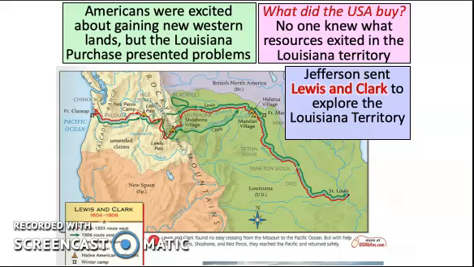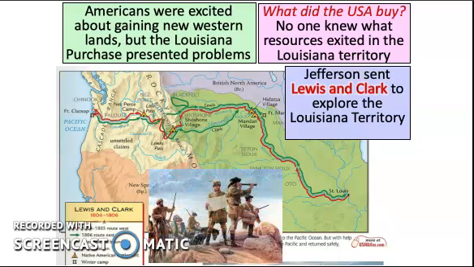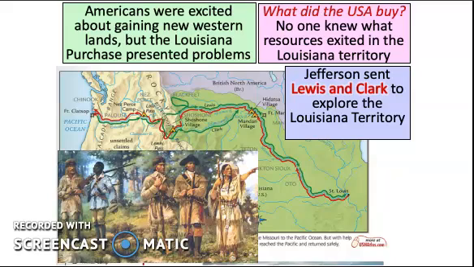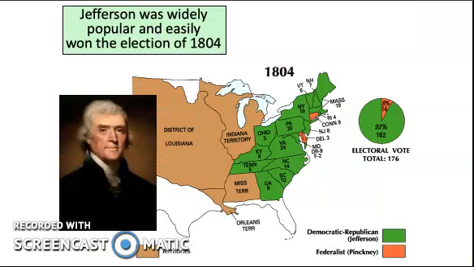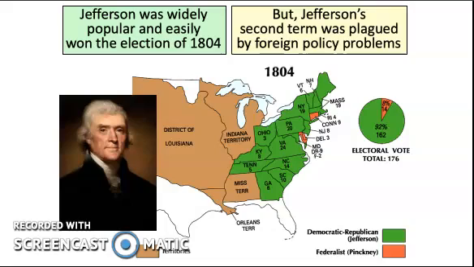So to solve the second issue, Jefferson is going to send Lewis and Clark. They're going to explore that territory. There's a painting of them out there exploring. Their findings are going to reveal an abundance of natural resources for America. Now, Jefferson, because of all this, is really popular. He easily wins re-election in 1804. You can see the map there. But like most presidents that we're going to talk about, their second terms are usually less successful.